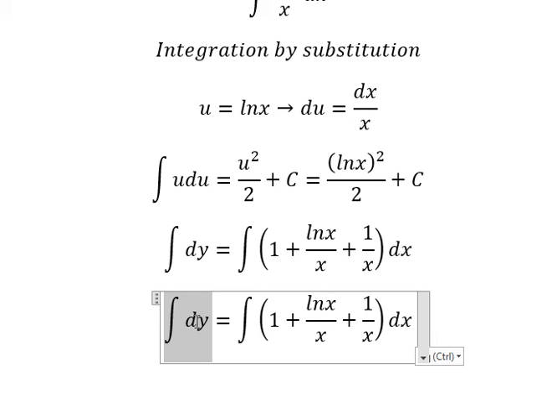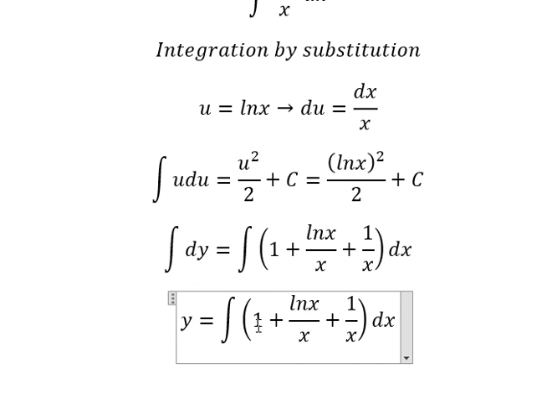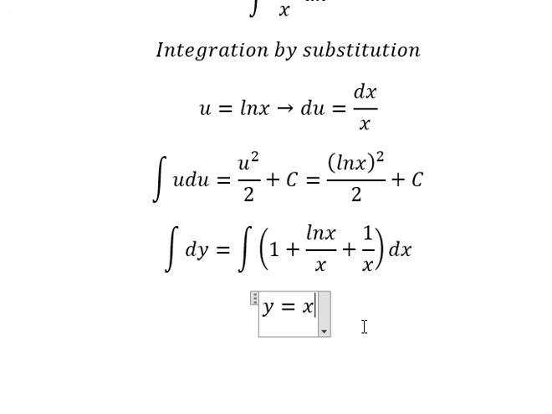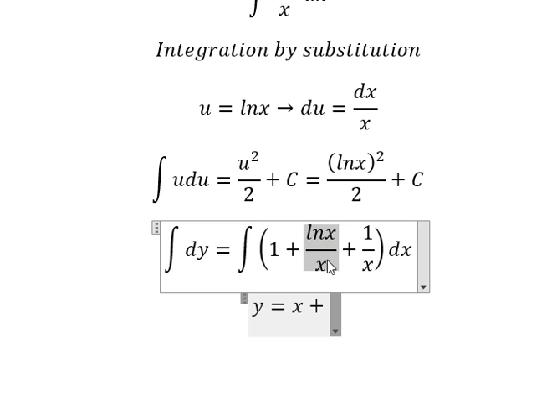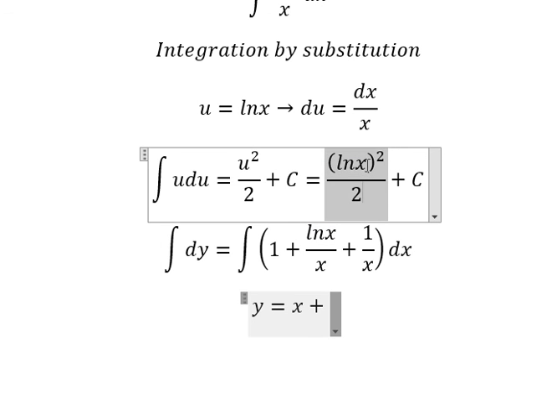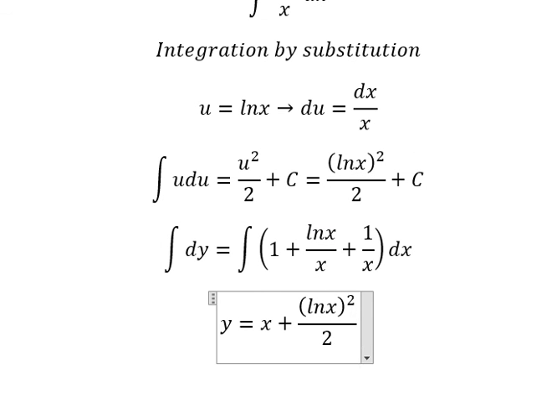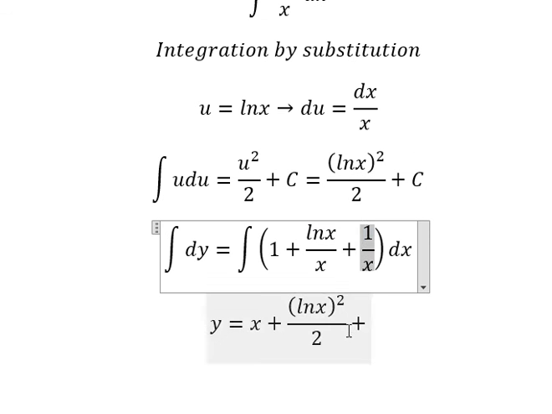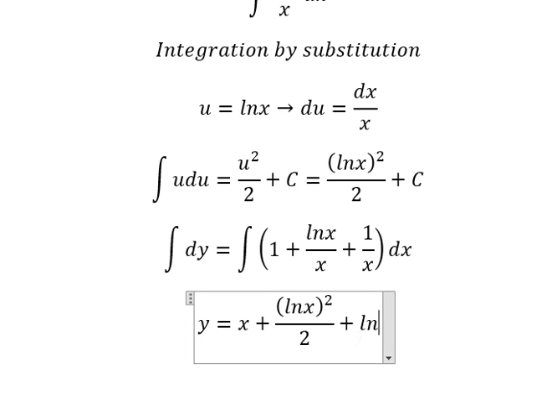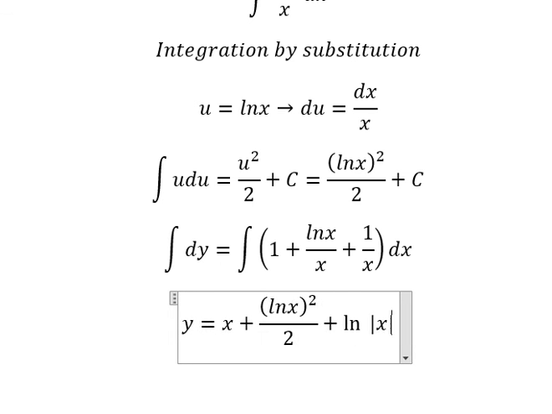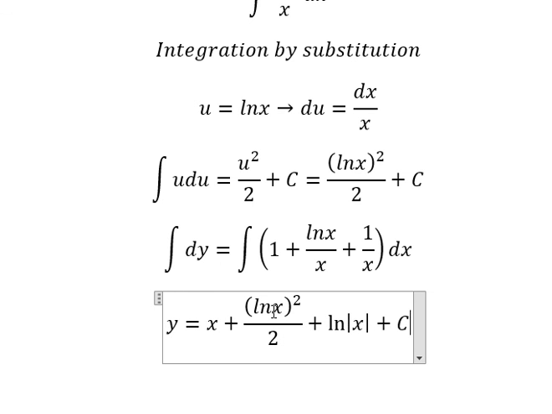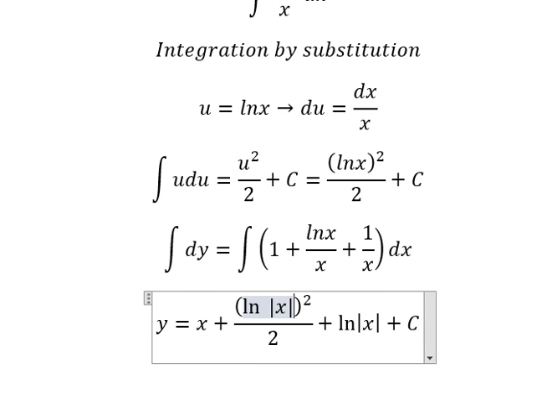The integration of dy, we have y. The integration of number 1, we have x. The integration of this one, we have this one. The integration of this one, we have ln of the absolute value of x, and I will put c, and this one too.